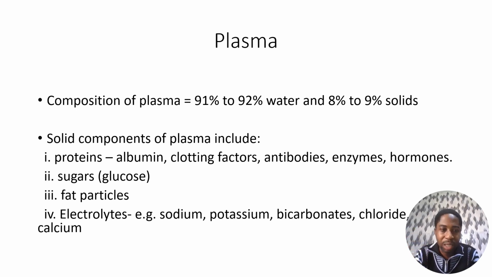Then aside from proteins, there's also sugar, mainly in the form of glucose, in the plasma. Then fat particles are also dissolved in the plasma. And then lastly, number 4, we have electrolytes. Electrolytes are ions that circulate in the plasma, and they include sodium, potassium, bicarbonates, chloride, and calcium.